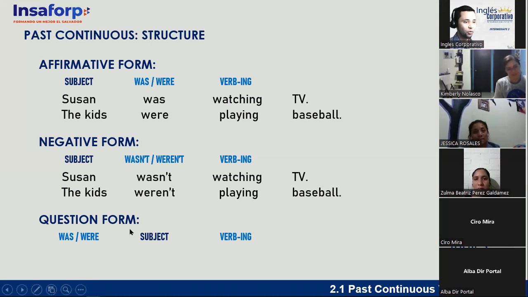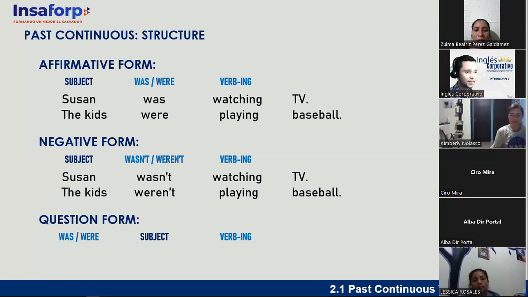Okay, what about the question form? Okay, always remember, raise your hand. Raise your digital hand. For the question form, you have to start with the auxiliary, was or were. After that, you use the subject and then the verb in ing, and you finish, of course, with a question mark. So when you say Susan was watching TV, what is the question form? Zulma. Was Susan watching TV? Yes. Was Susan watching TV? Correct. That is good. Thank you.